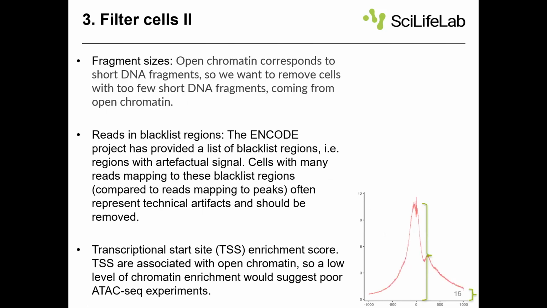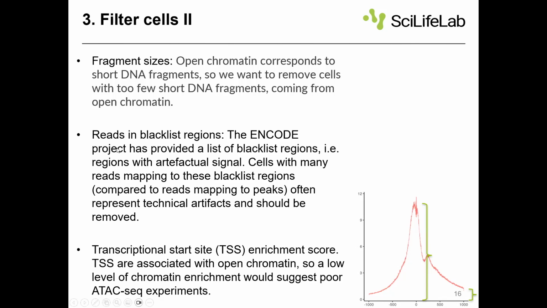Yeah, you have these fragment sizes that we looked at before. So if you make a histogram of all the fragments and their sizes, you have a lot of very short fragments, and then a bit fewer fragments that span one nucleosome, so they're around 150 nucleotides. And then sometimes you even have some fragments that span two nucleosomes, so they're around 300 nucleotides. But if you have too few of these very, very short DNA fragments, that's also a warning sign.